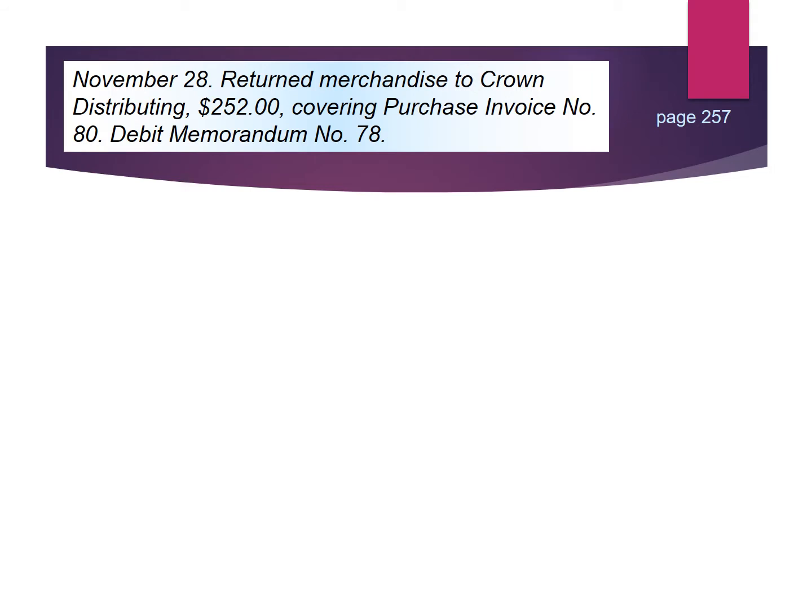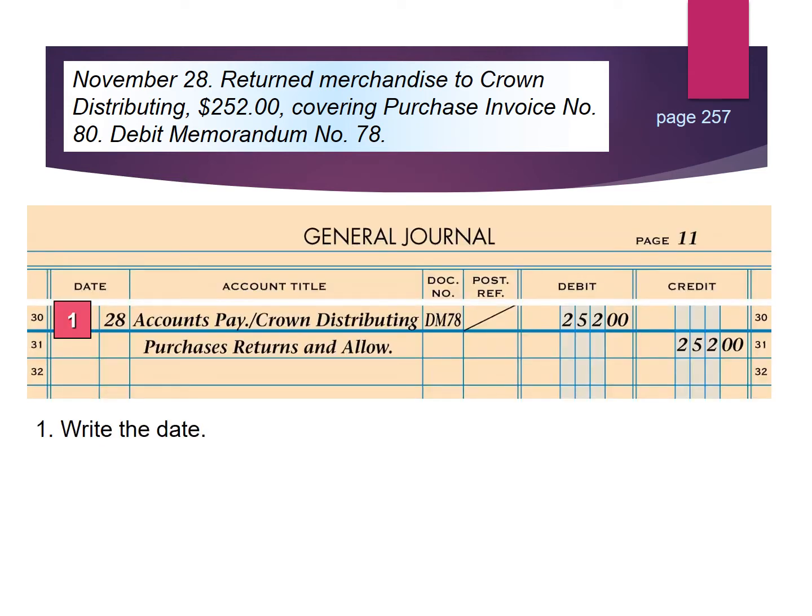November 28th. We returned merchandise to Crown Distributing, $252, covering purchase invoice number 80, debit memo number 78. So to determine where this information will be recorded, we look at our source document, which is a debit memo. A debit memo means that we will always use our general journal.